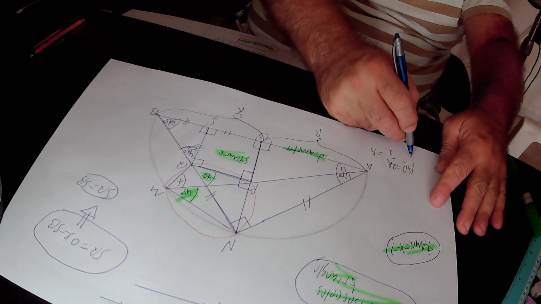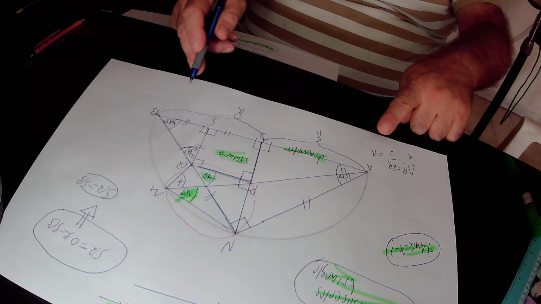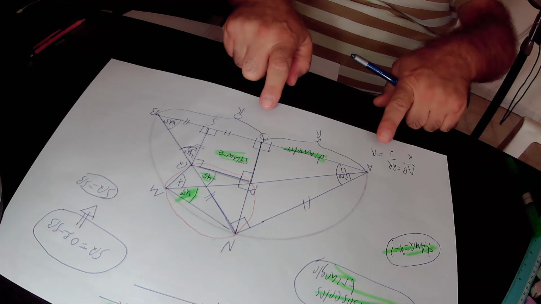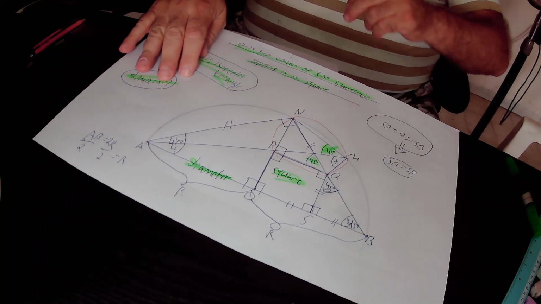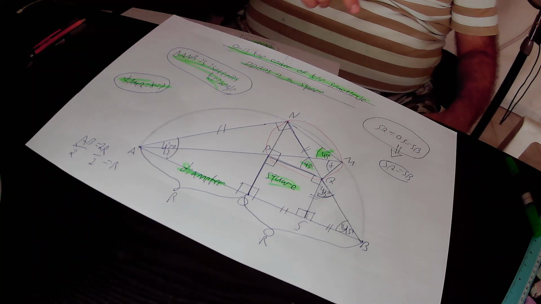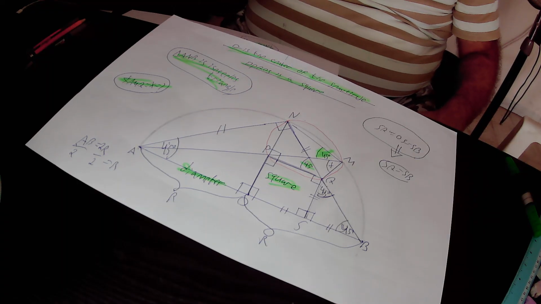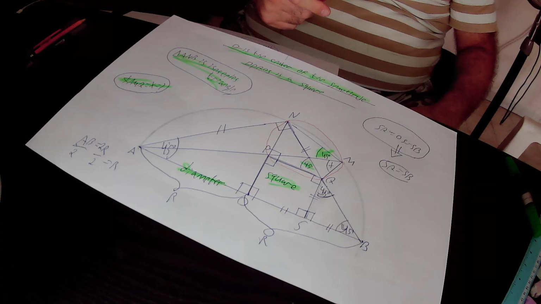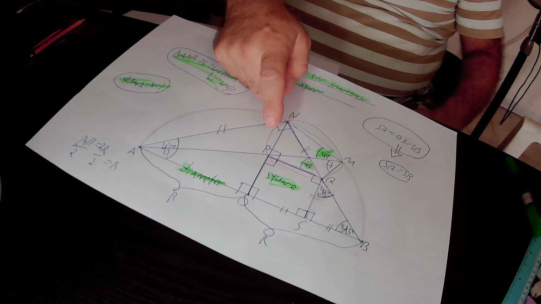AB over 2 is 2r over 2, because AB is the diameter, equal to 2r. 2r over 2 is r, so the first half equals r and the second half equals r. But the question is where the perpendicular from point N to the base AB will touch AB. The perpendicular from point N bisects the base AB. Therefore, the perpendicular from point N will touch AB at the midpoint of AB.